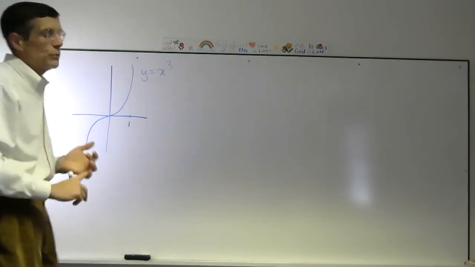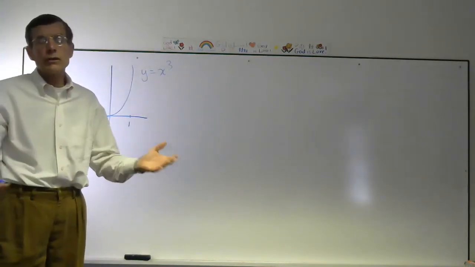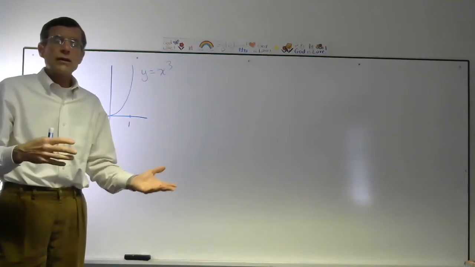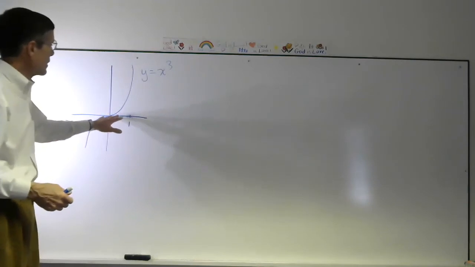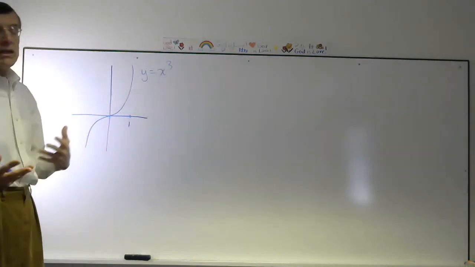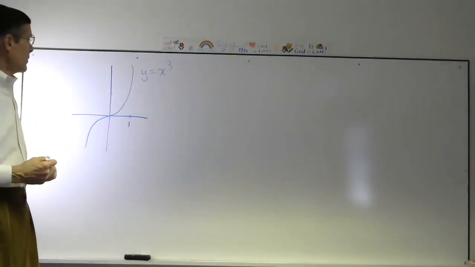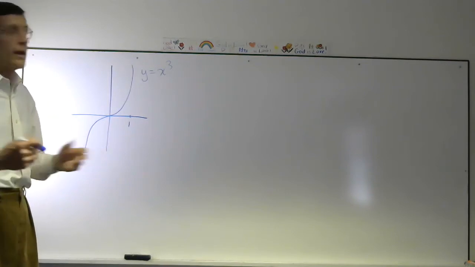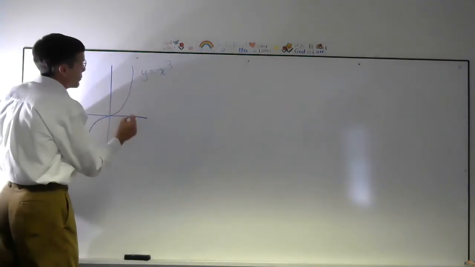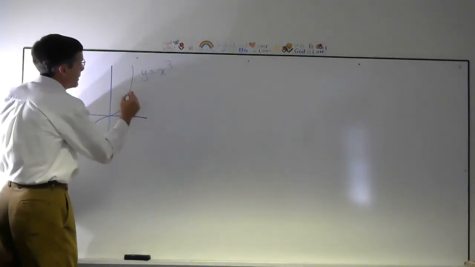You can find areas of rectangles, squares, trapezoids, parallelograms, circles, right? But to find the area under a curve that does not meet any of those criteria, what we oftentimes opt to do is to do it with rectangular approximation. So 1 cubed we know is 1.